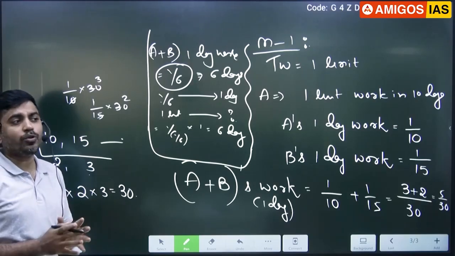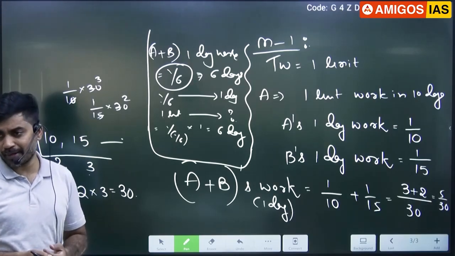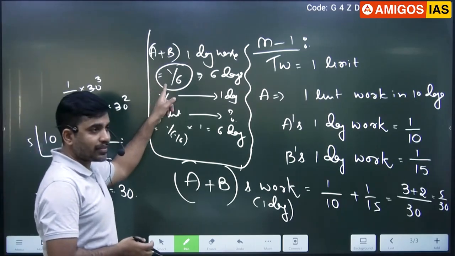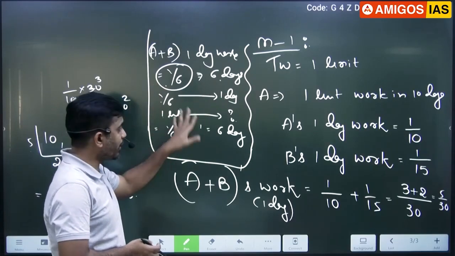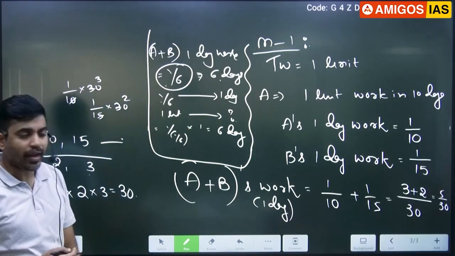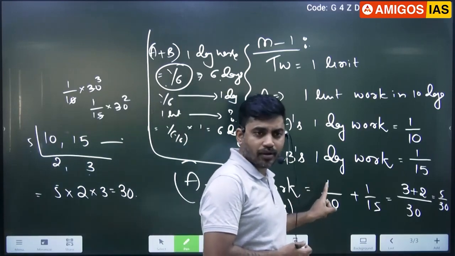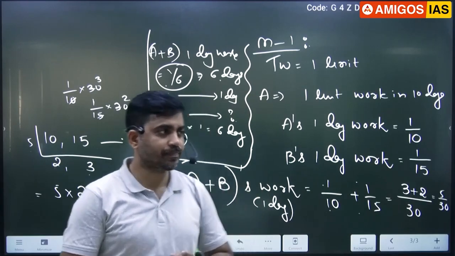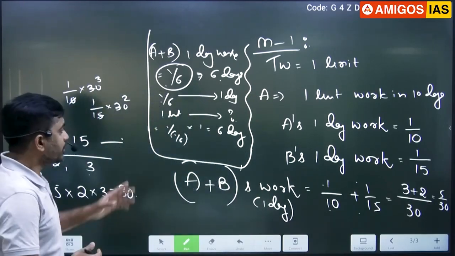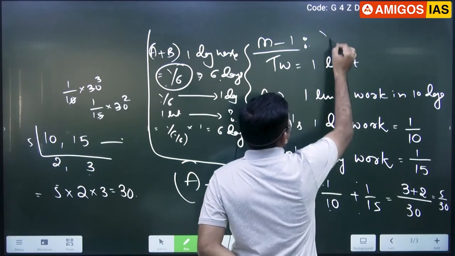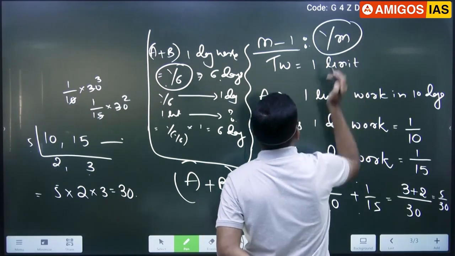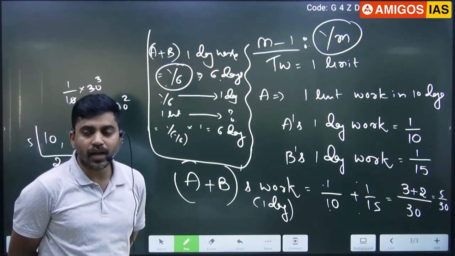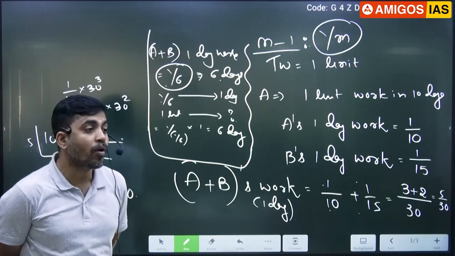When A is doing work in 10 days, 1 day work is 1 by 10. If it is 1 by 15, we are saying it is 15 days. If it is 1 by 6, the answer will be 6 days. No need to write this many steps. Okay, this one is important. 1 day work 1 by 10 plus 1 by 15, the fraction is 1 by 6. Just reverse this. This method is called the 1 by m method. Please note this down. In the 1 by m method, we assume total work equal to 1 unit.